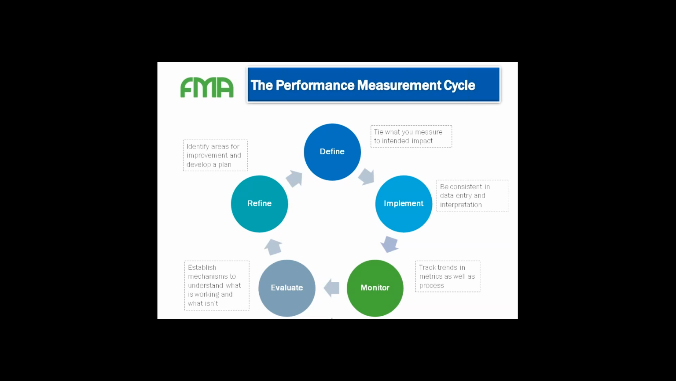And that's not only in the process itself, but in the execution. So if we have a certain goal for attendance of students in a particular part of our program, and that's not happening, refining isn't just about the process, but it's also about the steps we're taking to get to the intended outcome. And then we're back to refining and defining again.